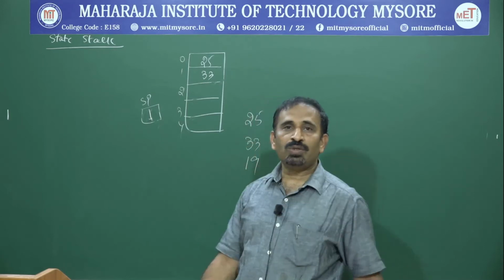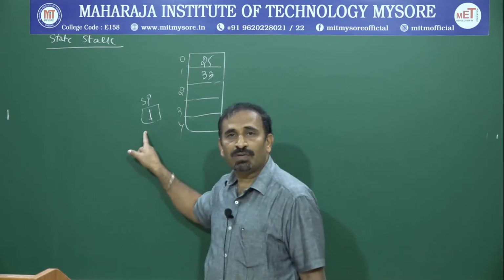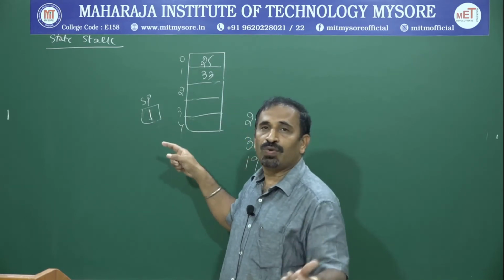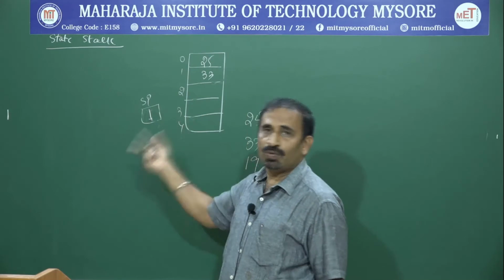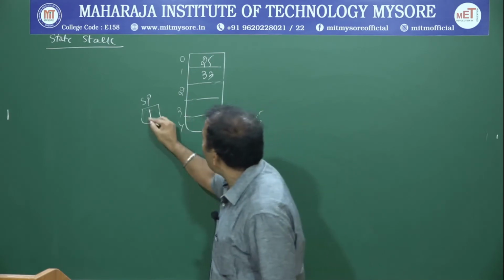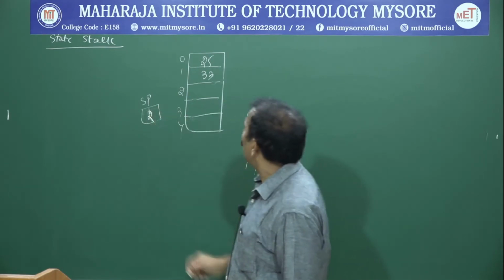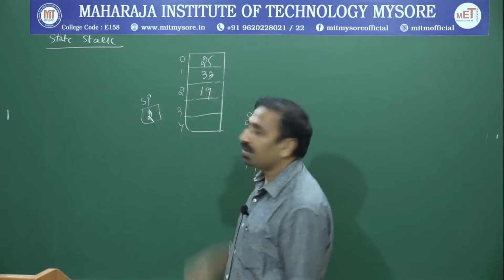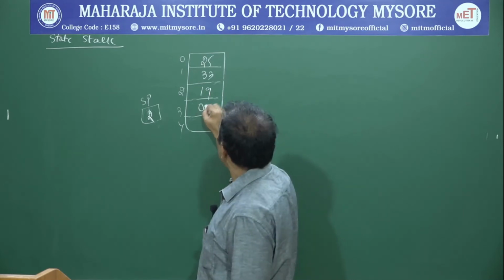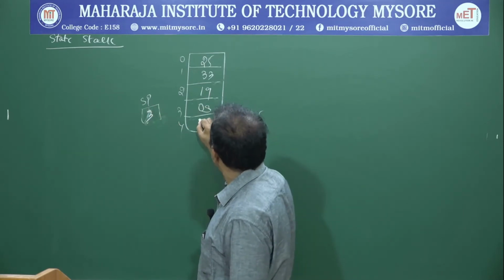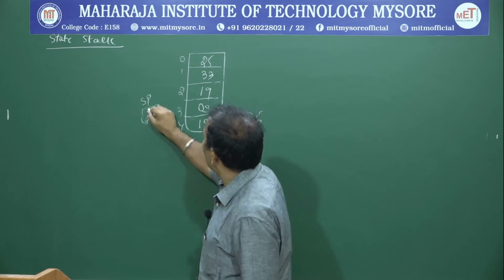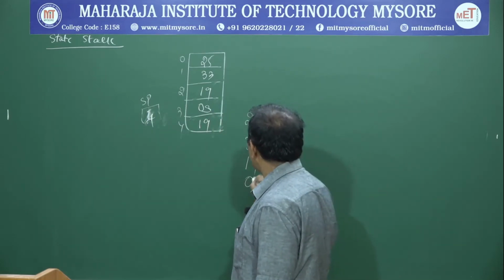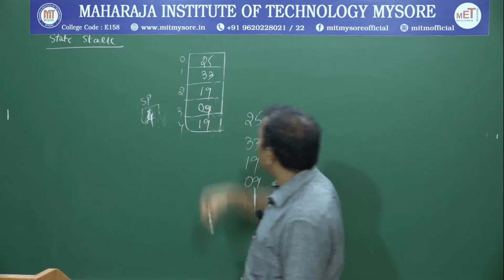19 is to be inserted. First check for overflow. Overflow means if the stack pointer is equal to 4, then it is overflow. Right now it is not, so therefore no overflow. Next, increment the stack pointer by 1, so therefore this will become 2. What is being referred to by SP, you store here. Like this you can store other numbers, so increment this. Now it is like this. Now we have inserted 5 elements like this.